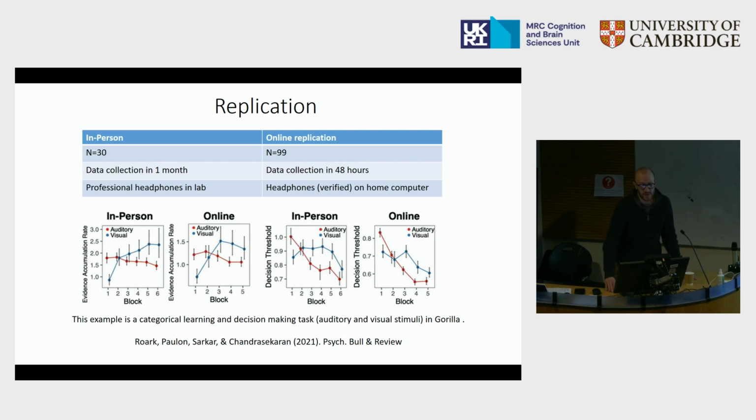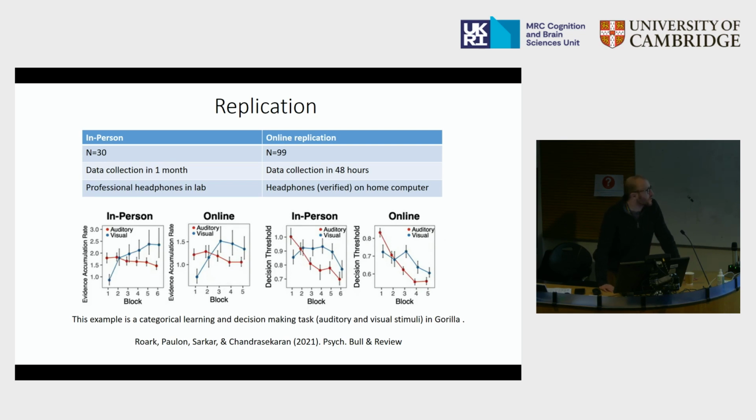There are numerous ones out there, but this is just a relatively recent one that I thought I'd pull out. This is a categorical learning and decision-making task in both the auditory and visual domain. This was run on Gorilla, which is one of the online testing platforms out there. Just a brief summary of what it shows. They could only get 30 participants in person, but 99 online. It took a month versus 48 hours, so highlighting that advantage.